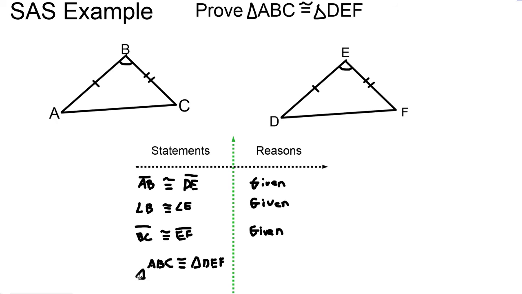Slide this up really quick. And then I can say that the two triangles are congruent because I have a side, an angle, and a side. And the angle is sandwiched between the two of them. So I have SAS.